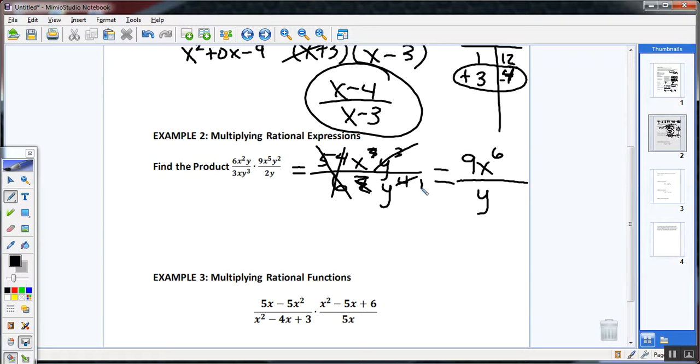So if that was like a negative down there when you did that, would you want to bring the y up? You could. If you have negative exponents, move it to make it positive. You always want positive exponents in the end. Okay?